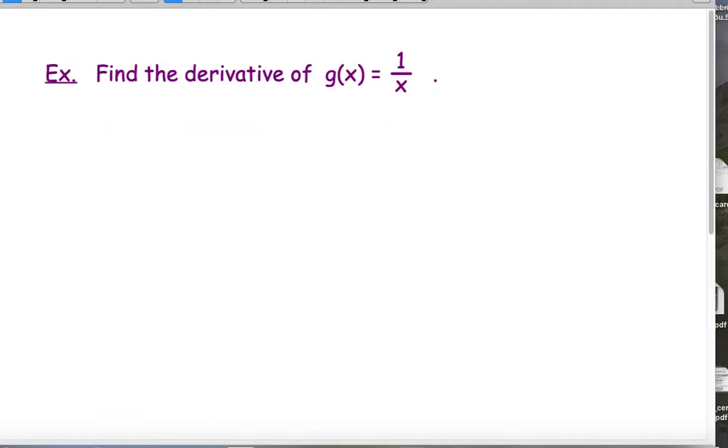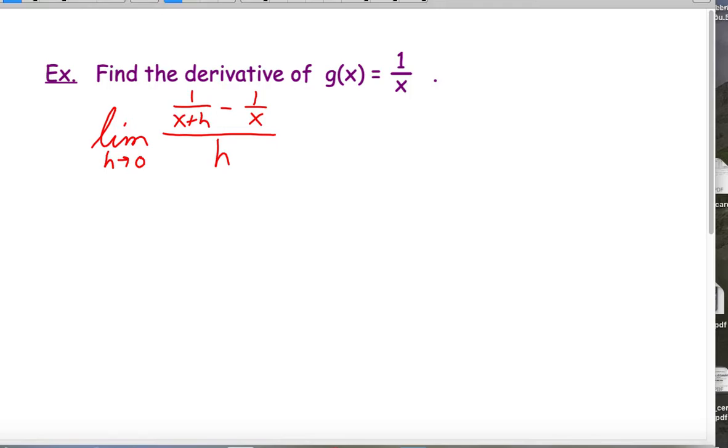Okay, let's try one more example. This time I'm going to go a little more quickly. So let's find the general derivative of this. Limit as h approaches 0. F of x plus h will be 1 over x plus h, minus f of x, which is 1 over x, and then all over h. I realize it's a g function, but it's the same idea.